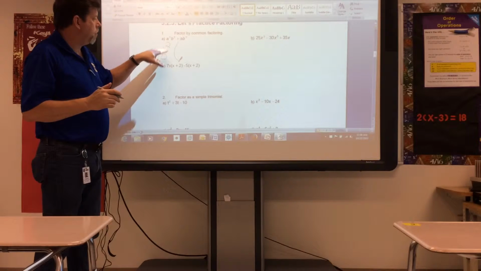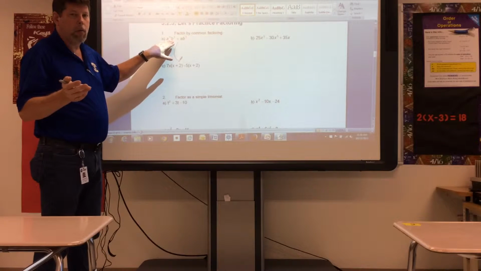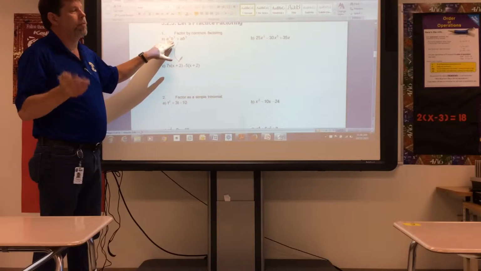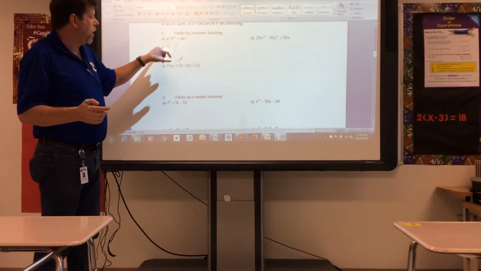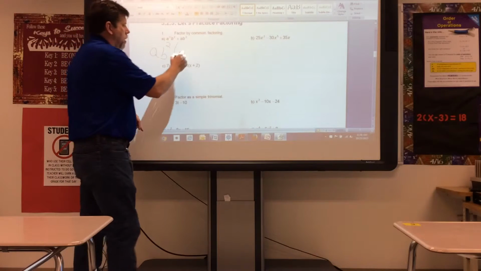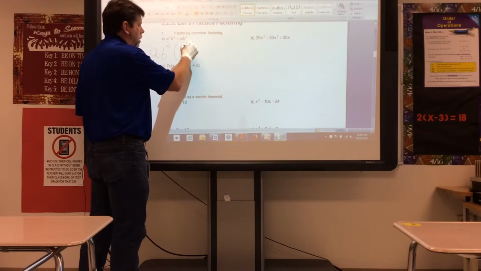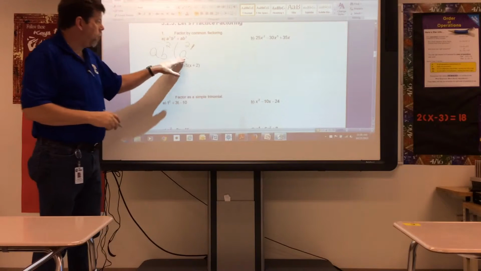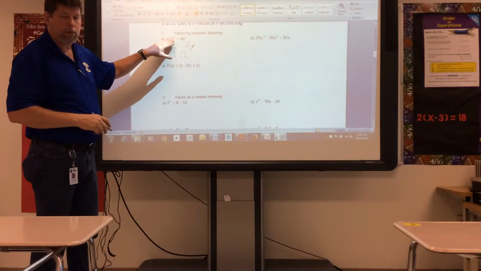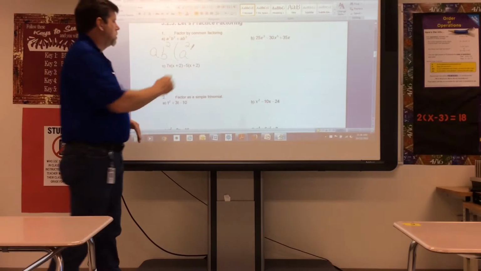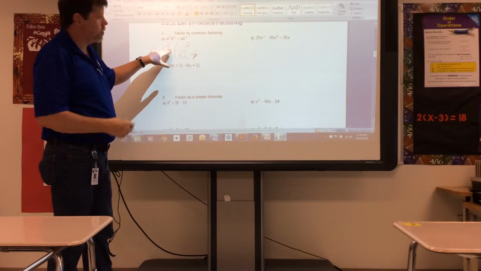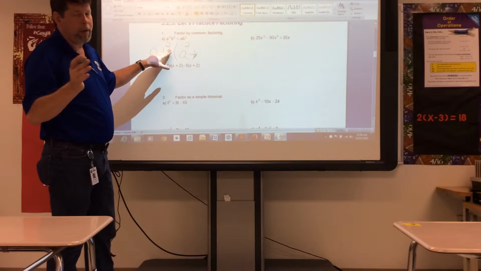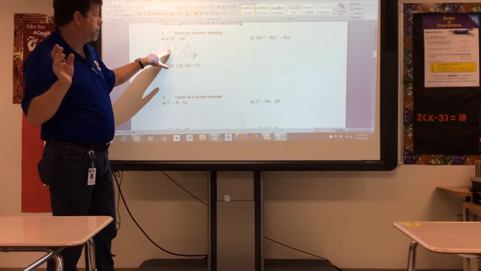So remember, when we're dividing, we subtract the exponents. So 3 minus 1 is 2. So a squared is what's going to be left over from the first part. Plus, because 2 minus 2 is 0, anything to the 0 power is the number 1. We don't have to worry about it.